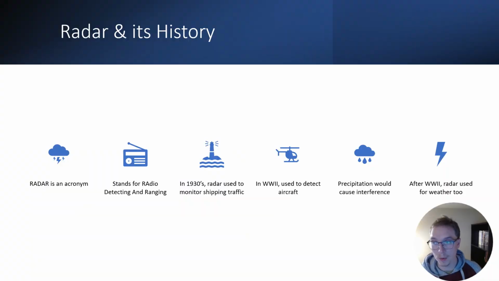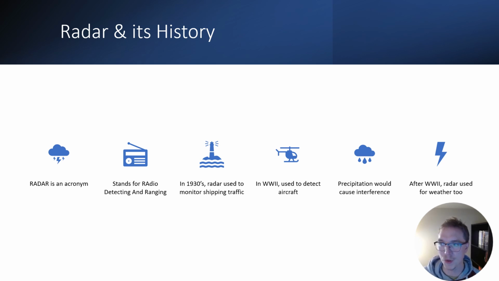Now, let's talk about some of the tools that we're using here. We're going to talk about radar on the next slide. During World War II, it was pretty quickly discovered that precipitation presented targets on radar displays. Radar is basically just an acronym, radio detection and ranging.